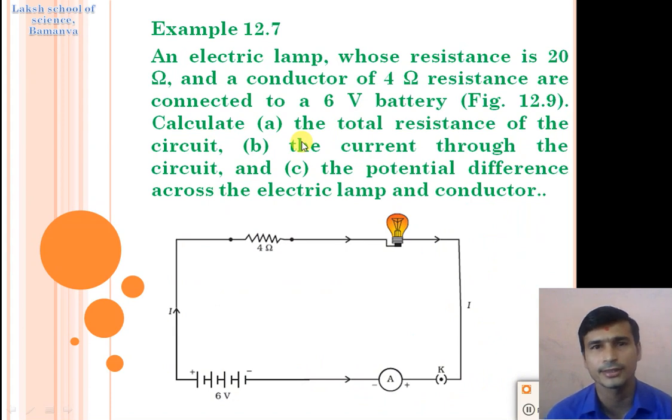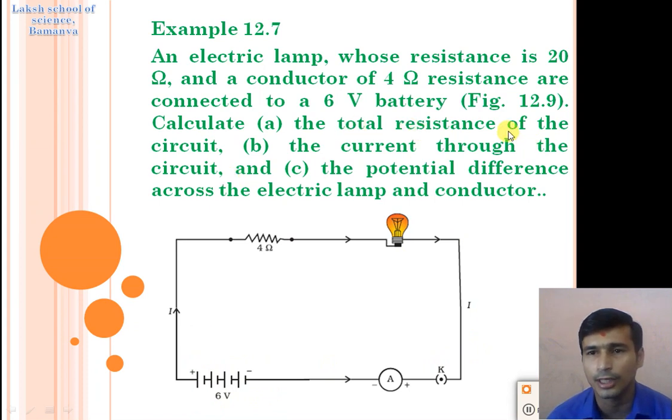Now we discuss example number 12.7. An electric lamp whose resistance is 20 ohm and a conductor of 4 ohm resistance are connected to a 6 volt battery as shown in the figure. So as shown in the figure, a 4 ohm conductor and a bulb are connected in series with the battery of 6 volt supply, right?